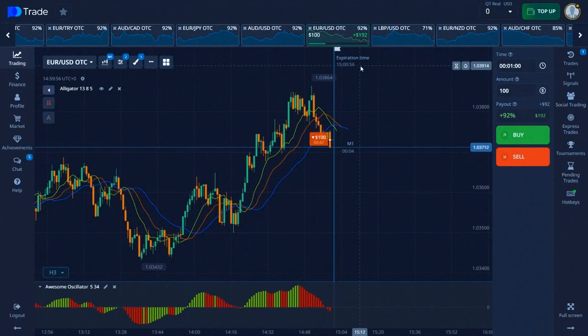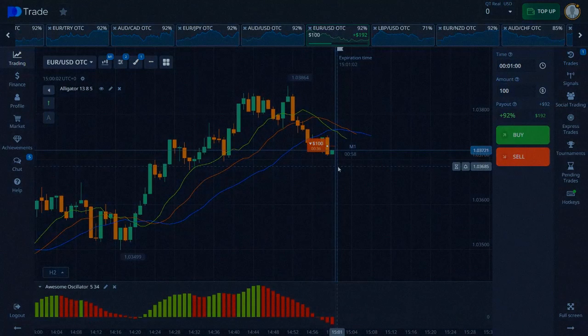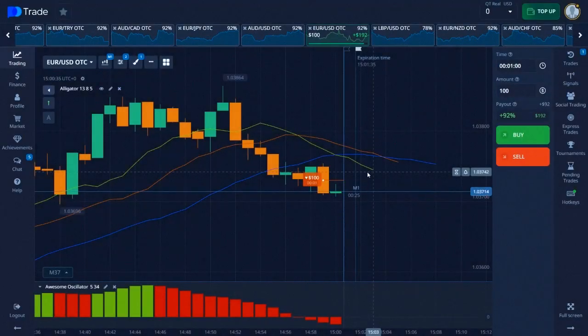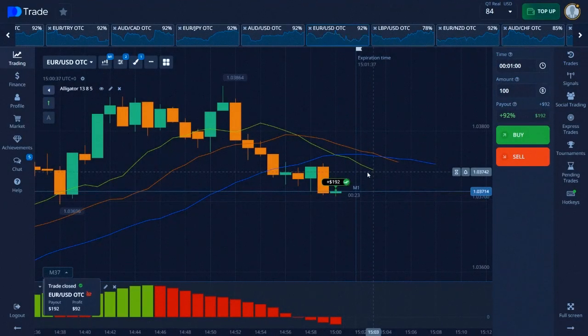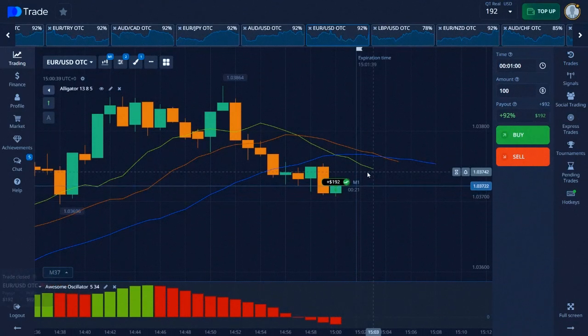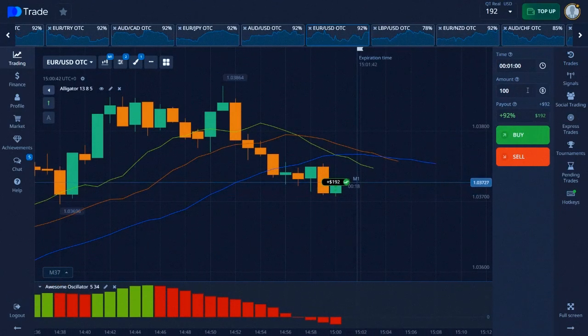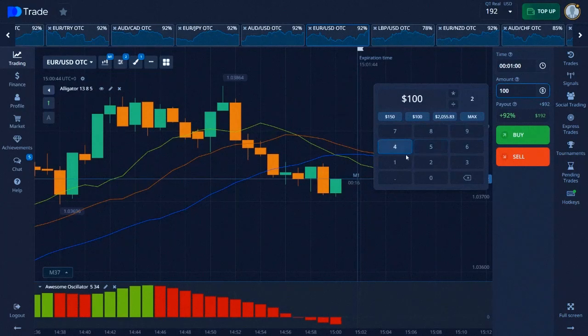Let's analyze the situation. We see that now we have an intersection of moving averages. We also see a decrease in volumes on the oscillator. Each volume is lower than the previous one, and in addition, the zero mark has been crossed, that is, the trend should ideally continue downwards, so we look at the result.